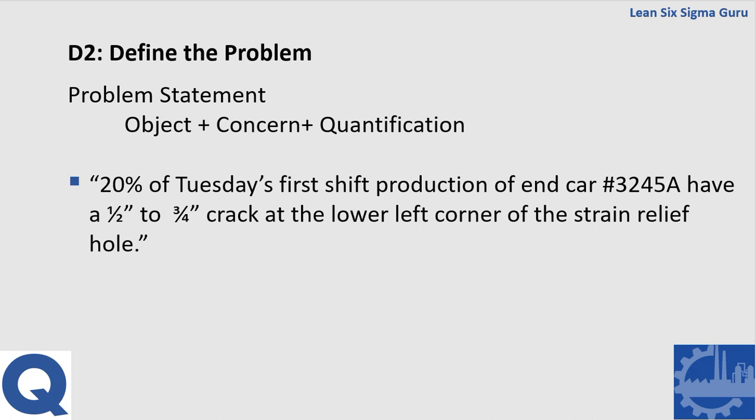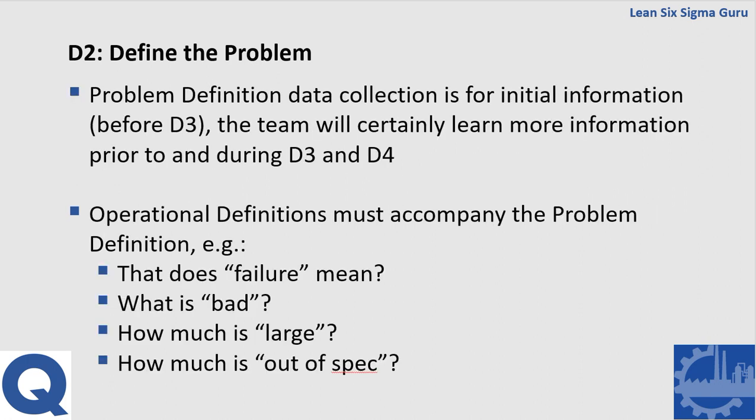So, the problem statement needs to consist of an object plus a concern plus the quantification. For example, and I know this is wordy, 20% of Tuesday's first shift production of NCAR number 3245A have a 1/2 inch to a 3/4 inch crack at the lower left corner of the strain relief hole. That is a problem, well defined. I doubt you will have many cases where you can define it that closely in those terms, but that's an example.